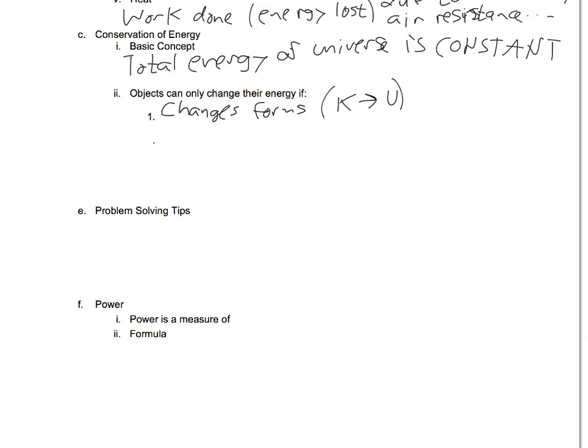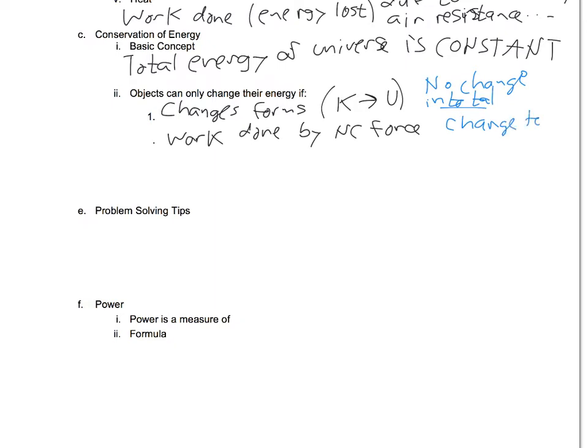So we might have an object moving and then it travels up a hill. Its kinetic energy is becoming potential energy. When that happens, though, those changes in form, we have no change in the total energy, and we saw that in our lab. We've seen that in many problems. The total energy does not change when the energy simply changes forms. The other change we can have is when work is done by a non-conservative force. We'll talk in a second about what that means, but in these cases, there is a change to the total energy.